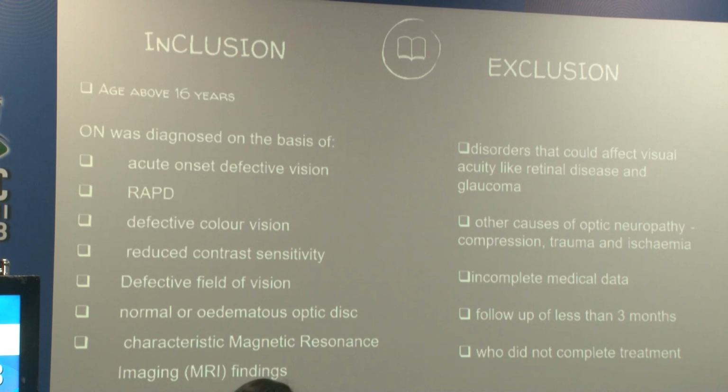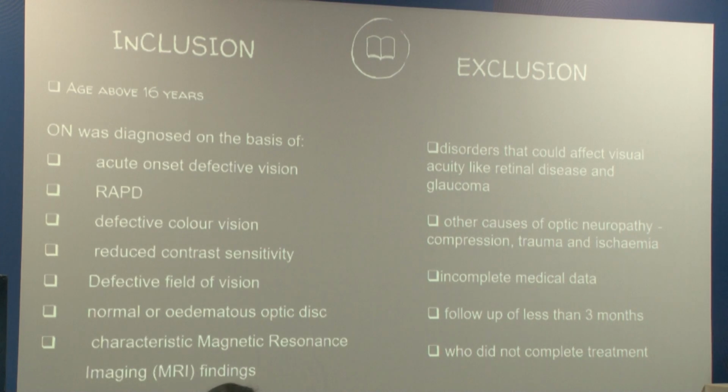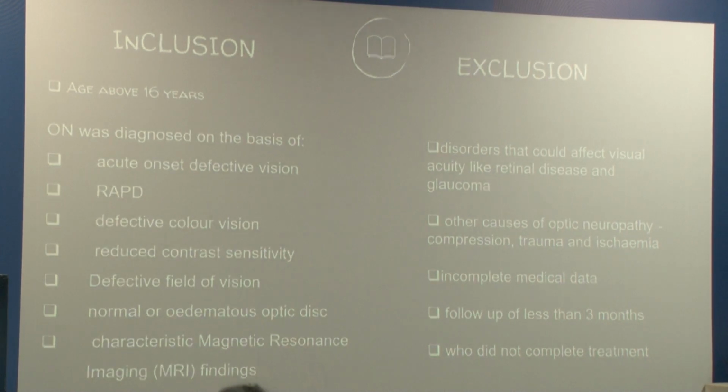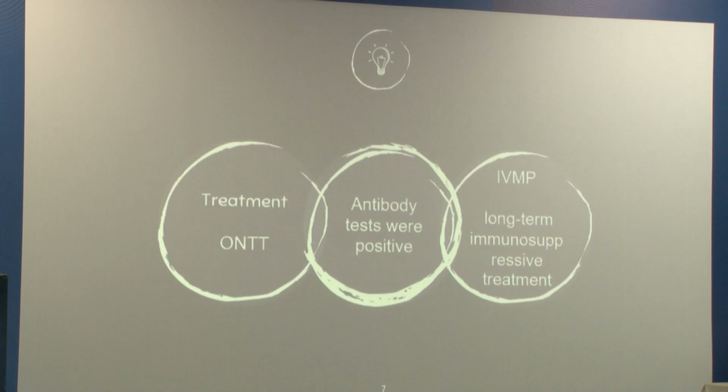And we excluded patients with other retinal diseases and glaucoma that may affect the visual acuity and other causes of optic neuropathy. We also excluded patients with incomplete medical data, follow-up less than 3 months, and who did not complete the treatment. And finally, we selected 197 eyes of 138 patients. Baseline blood investigation was done, followed by neuroimaging. And VEP was done in patients with recurrent optic neuritis, and serum aquaporin-4 immunoglobulin and MOG immunoglobulin was advised for all patients. And all patients were treated under ONTT protocol. And the patients with antibody positivity were treated with long-term immunosuppressive treatment after neurologist consultation.